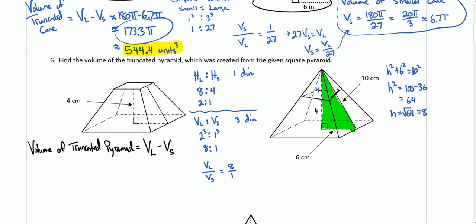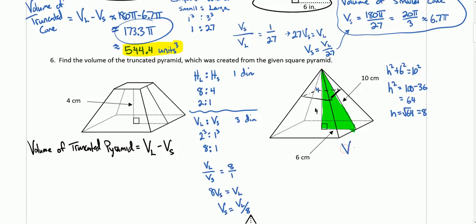If I cross multiply, I get 8 times the volume of the smaller is equal to the volume of the larger. Divide by 8, and the volume of the smaller is going to be the volume of the larger divided by 8. We'll come back to that. So let's find the volume of the larger.